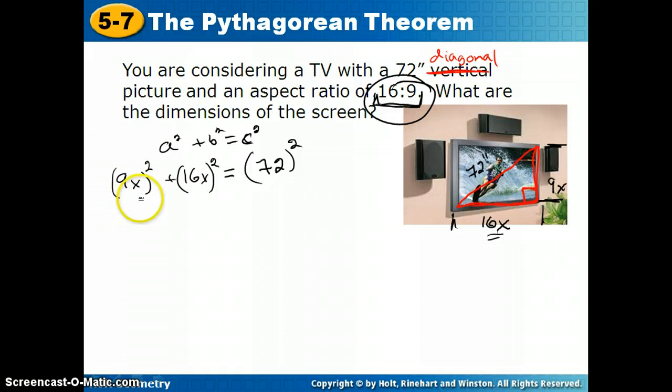And so now I distribute. Now this is another place you got to be careful. 9x quantity squared is 81x squared. I got to square both things in the parentheses. And that's one that people sometimes forget. Like they might just write 9x squared. And then 16 squared is 256. 72 squared, 5184.